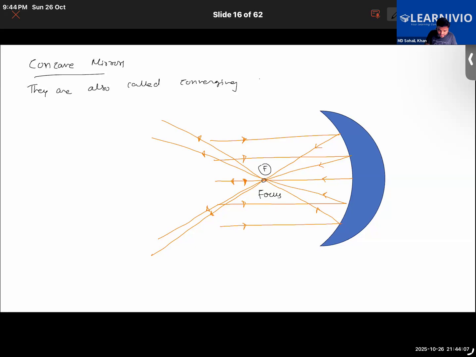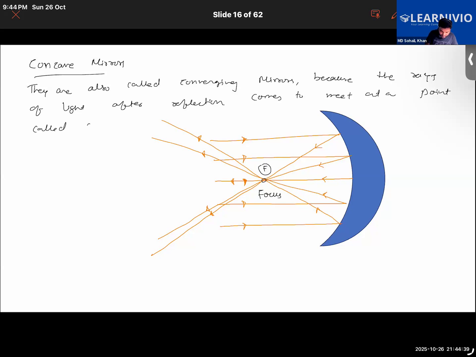They're also called converging mirrors because the rays of light after reflection meet at a point called the focus. So that is an interesting thing about the concave mirror. Is everyone understanding it?